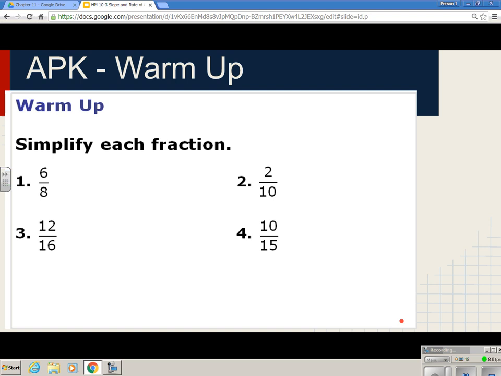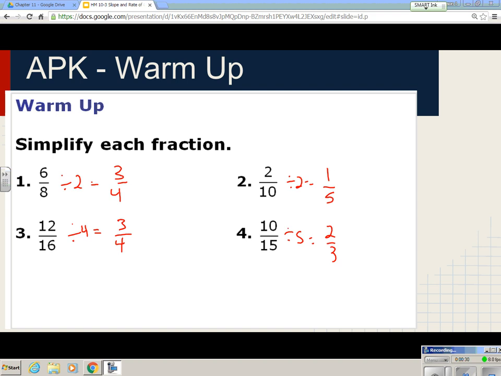Here's your warm-up. All I want you to do is look at these four problems and simplify them. So find the number that goes into both that you can divide by to get a simpler fraction. So here are the numbers you could have divided each of those by to get them down to their simplest terms. And you should have got those four right. If you got all four right, come give me a high five.